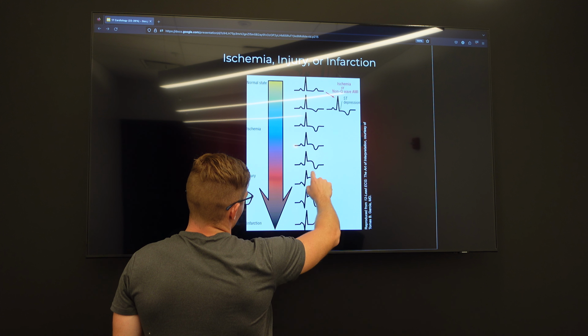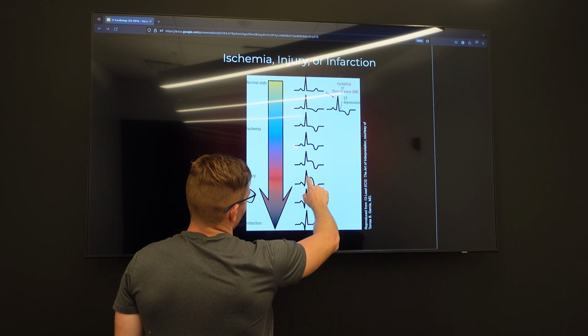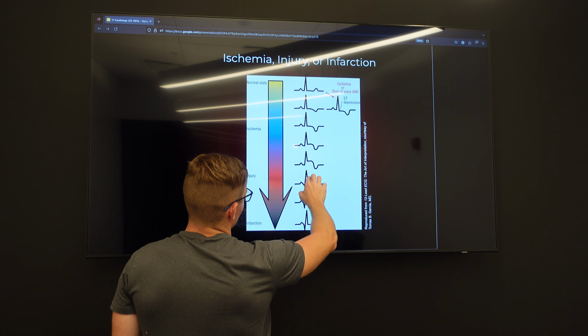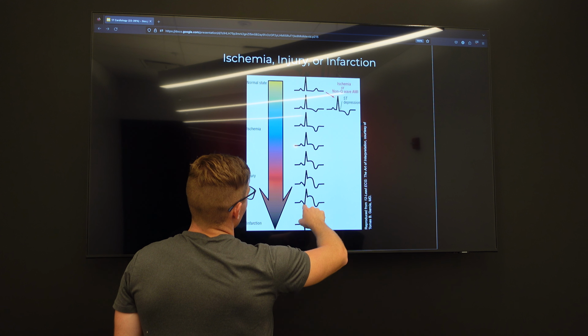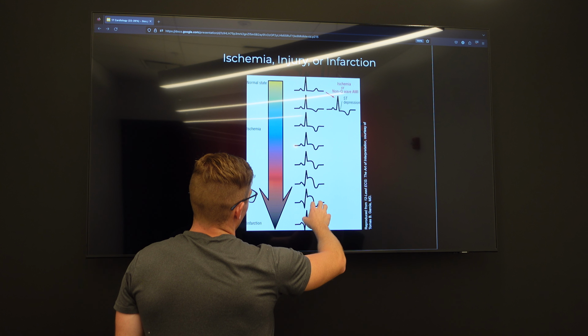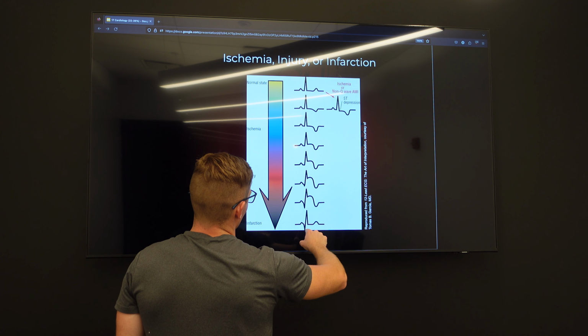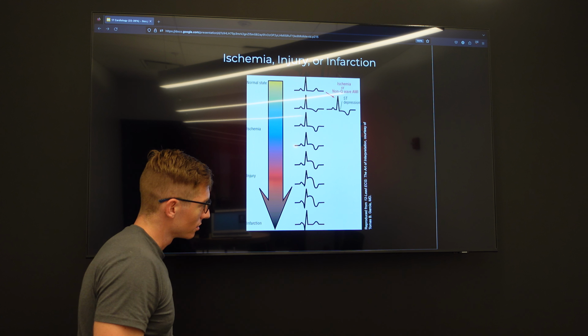As it progresses, now it's getting injured because there is electrical activity that is no longer happening in this area. It's struggling to reload, until it gets like this. And then what happens? It dies completely, back to normal. Infarction.